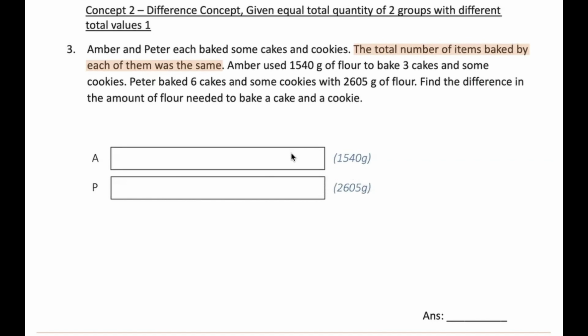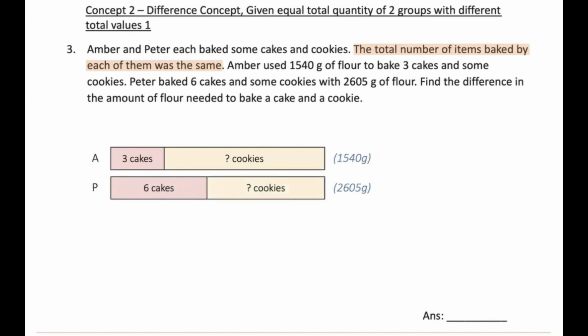Now, what is equal is the number of cakes and cookies. It is not the mass of the flour. Okay? Be careful. So what is equal is the items. Number of items are the same. So for Amber it is 3 cakes and some cookies, so I put a question mark. For Peter, it's 6 cakes and some cookies.